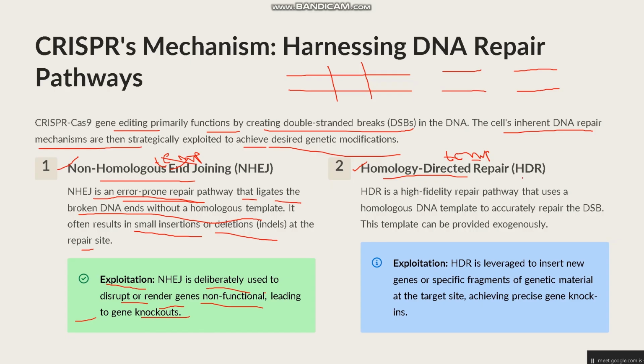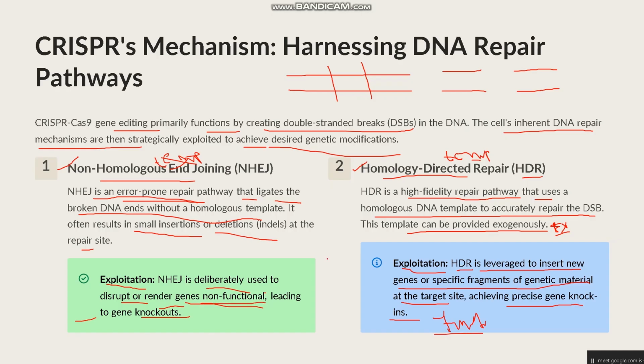Homology-directed repair is a high-fidelity repair pathway that uses a homologous DNA template to accurately repair the double-stranded break. This template can be provided exogenously, that is, externally provided. Homology-directed repair is leveraged to insert new genes or specific fragments of genetic material at the target site, achieving precise gene knock-ins.